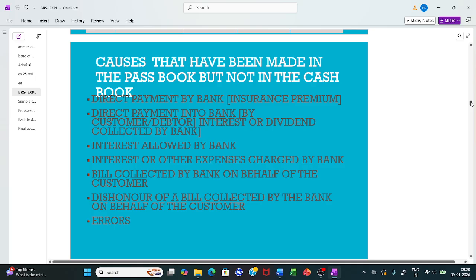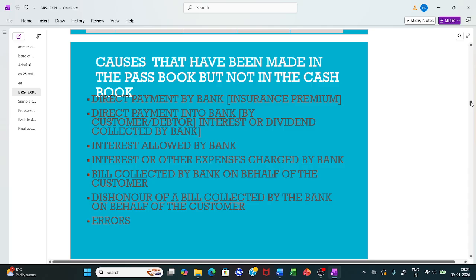Next is interest or any other expenses charged by the bank. The bank charges us for the messages, for the debit card, for the checkbook. There are different charges which they charge us, and those charges are directly deducted from our account. Once we look at the passbook, we realize, okay, these are the expenses we have been charged for.